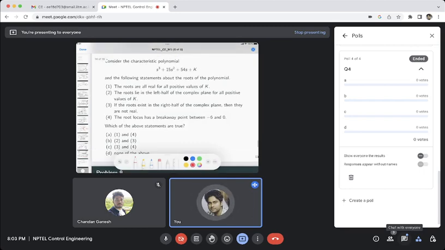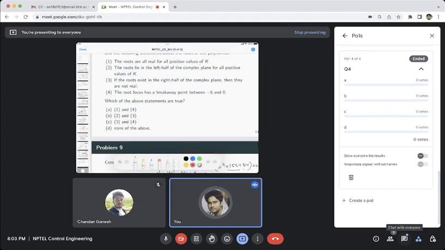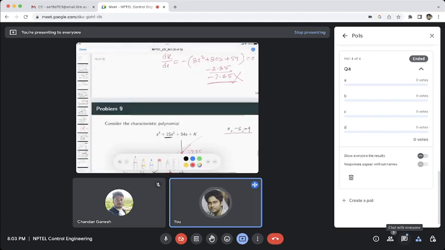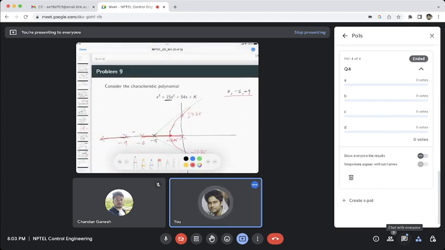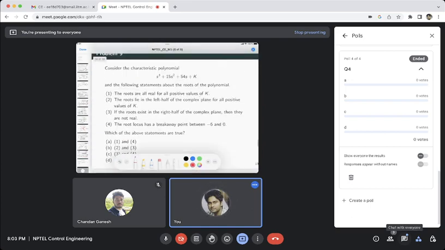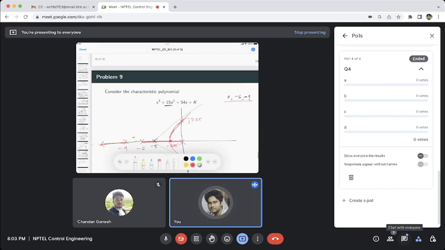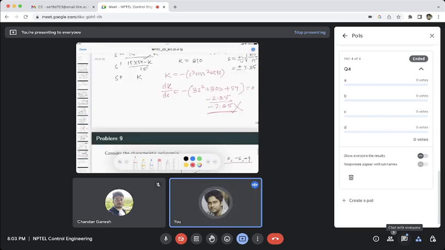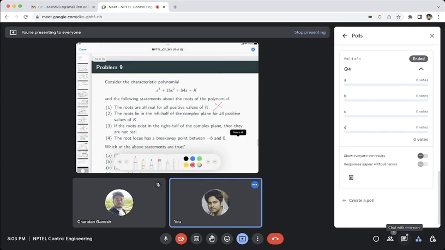The roots are all real for all positive values of K. Okay, you see that roots can also be complex conjugate, right? For this region it's not real. So the first statement is false. The roots lie in the left half plane of the complex plane for all positive values of K. You see that it is actually crossing the imaginary axis and going to the right half side. So the second statement is also not true.